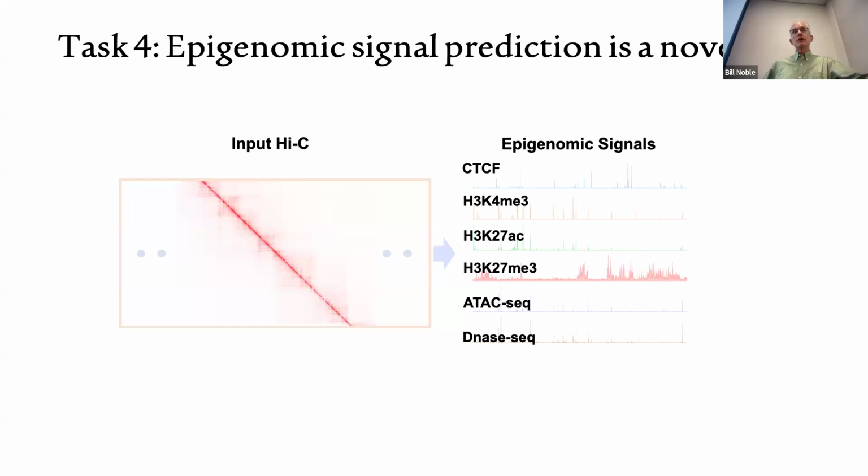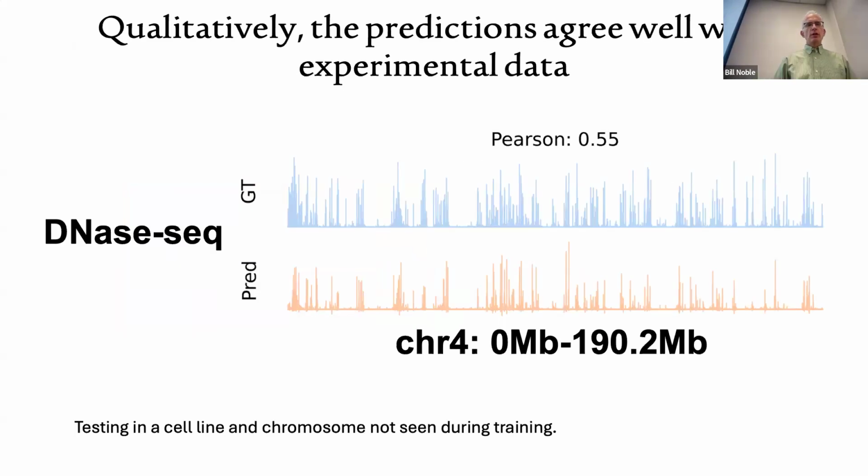So CTCF, or histone modifications like H3K4me3, or even local chromatin accessibility as measured by ATAC-seq or DNase-seq. And the idea was, we're going to take a submatrix of input Hi-C as embedded by Hi-C Foundation and see if we can train a predictor to output these kinds of sequences. I was surprised when he showed me this. Again, this is on data from a cell line that was never seen during training. It's on a chromosome that was never seen during training. And you're getting here a Pearson correlation of 0.55 for the DNase-seq measurements.